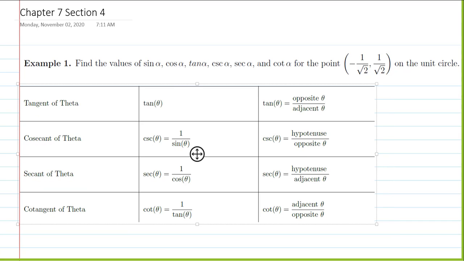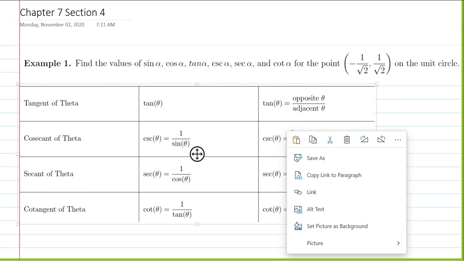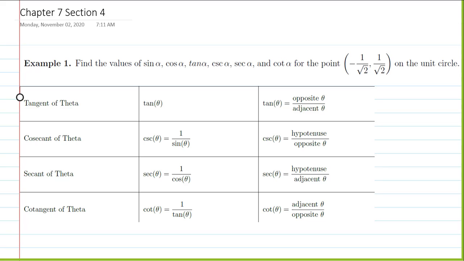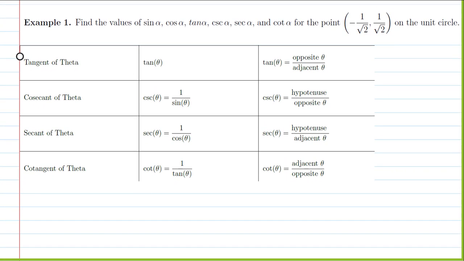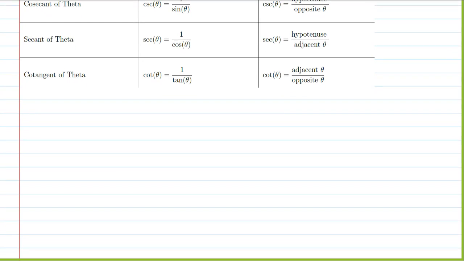not sine and cosine, because we haven't used cosecant, secant, and cotangent as much. So if we look at our point, -1 over root 2 and 1 over root 2, what quadrant is that point going to be in? Well, x is negative and y is positive. So we're going to be in quadrant 2.